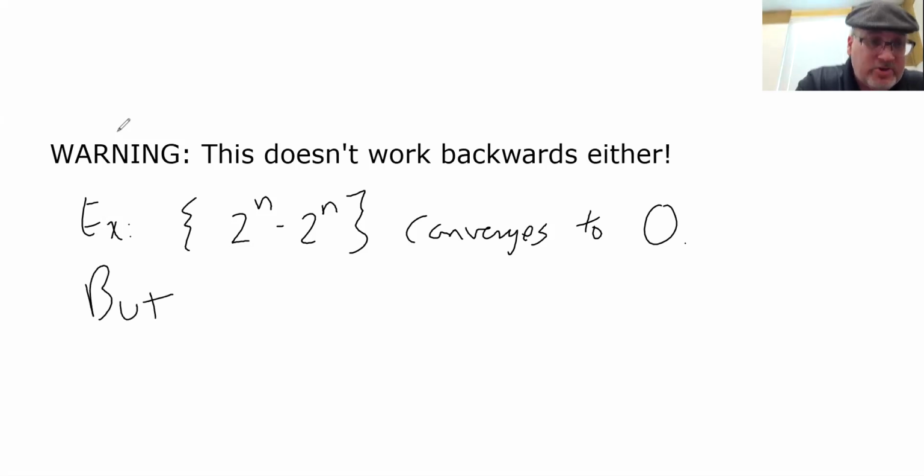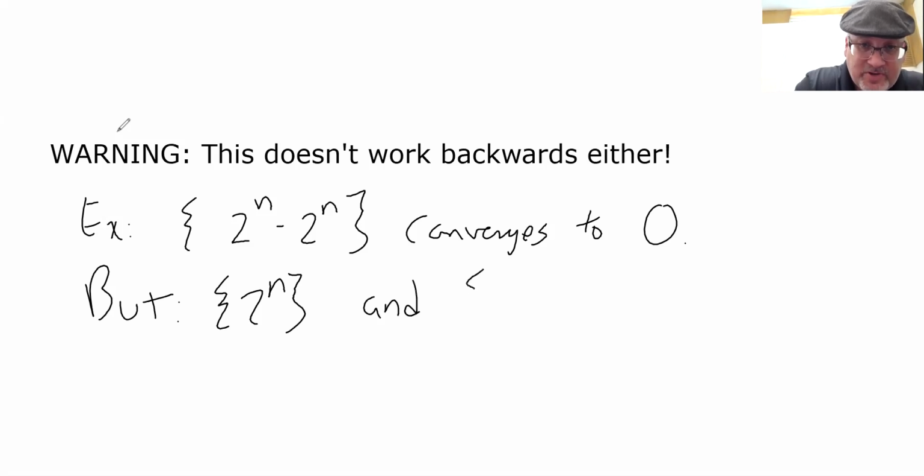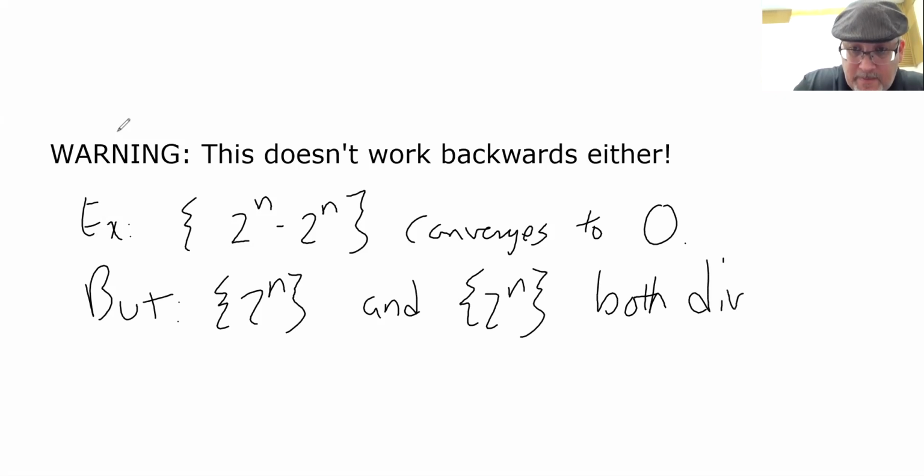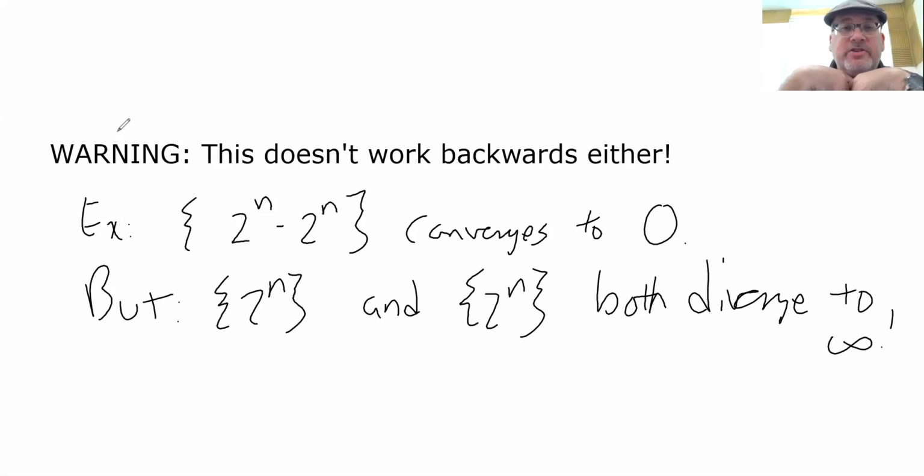But if I view it as two separate sequences that I took the difference of, both diverge to infinity, to be honest with you. So the difference of those two sequences converges to 0, but individually neither one converges. So you can't take apart convergent sequences into multiple convergent sequences, but you can combine convergent sequences into a new convergent sequence. That's all I was saying when I said it doesn't work backwards.